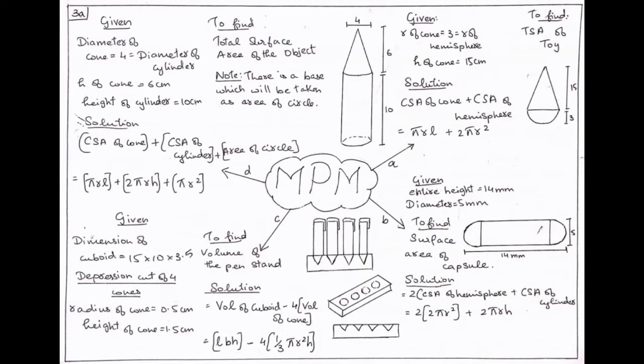And next we have a pen stand in the form of a cuboid with 4 depression holes, conical holes.